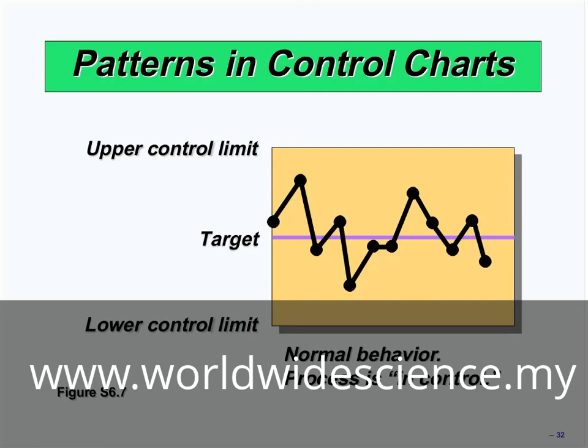When you face this pattern that you see on the screen, it is called normal behavior. In this pattern, the process is in control. Okay, we have upper control limit, we have lower control limit, we have mean. All of the dots have this behavior, so the process is in control.